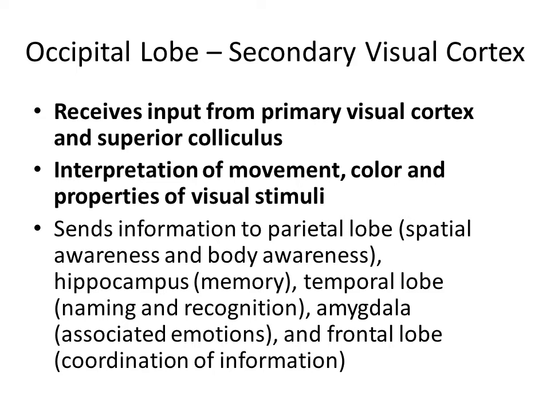The secondary visual cortex then surrounds the primary visual cortex and receives input from the primary visual cortex as well as information from the superior colliculus. This is where we interpret movement and color and various properties of visual stimuli. This is the area where there may be some altered function of some of the neurons, resulting in color blindness, which is more common in men than in women. Our secondary visual cortex sends this visual input to a lot of different places, as you can see here.